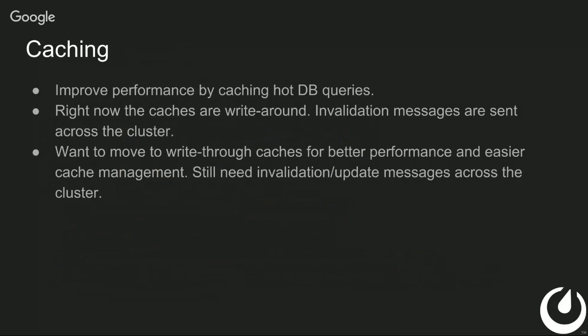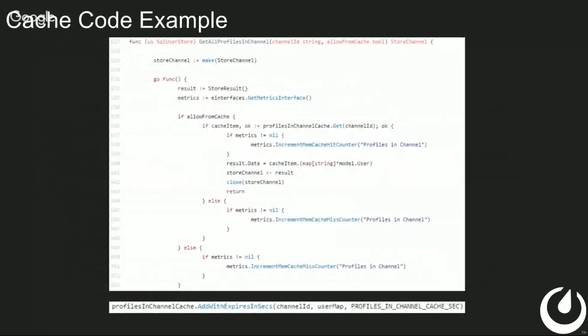In the future, we want to move to write through caches. It's a small improvement on performance, but mostly it's just for easier cache management. We'll still need the invalidation update messages across the cluster, but it should provide a cleaner architecture than what you see now. And what you see now is this.